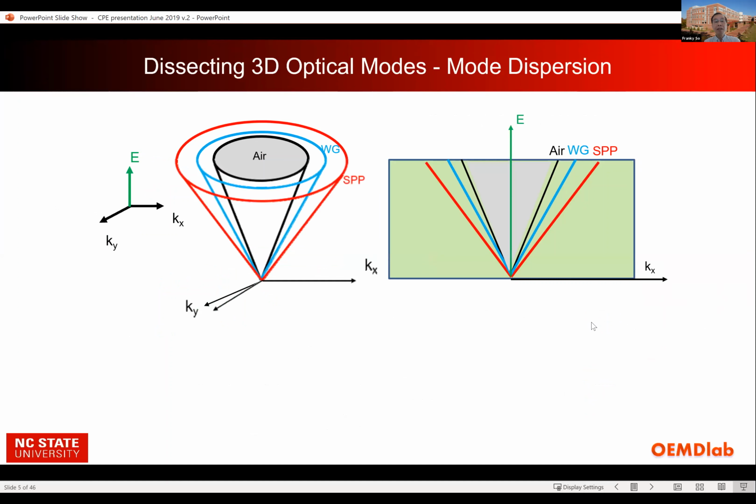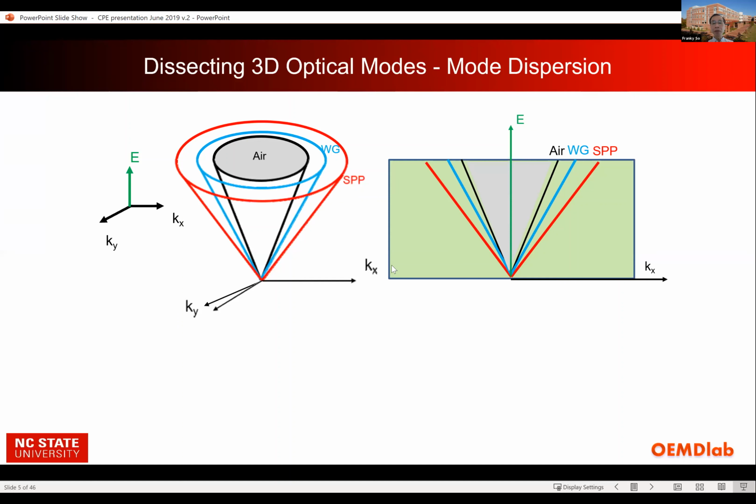To understand it further, you can use a 3D plot. The vertical axis is the photon energy, and the XY axes are the corresponding in-plane wave vectors in the X and Y directions. Since air has the lowest index, we can represent it as a cone, so we call it the air cone. Then the organic layer has a slightly larger index, represented by the blue cone here, which we call the waveguide cone, and then we have the SPP cone on the outer side.